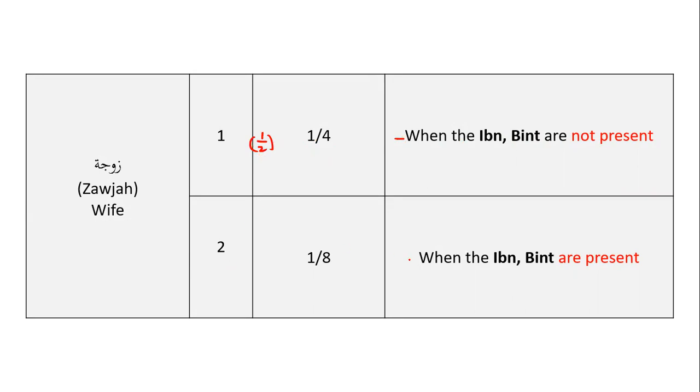And condition number 2 is also exactly the same. When the Ibn Bint are present, then in Zawj we said that he would get a quarter, and over here the Zawjah will get 1/8 of the inheritance.